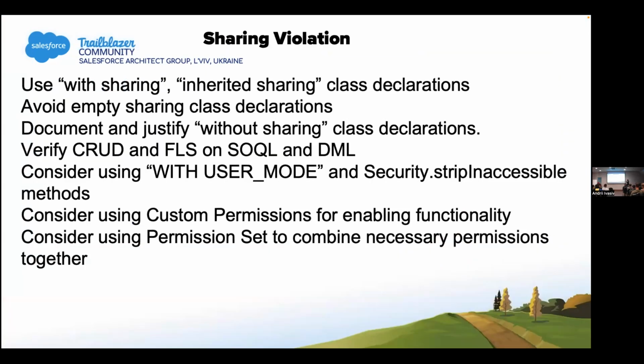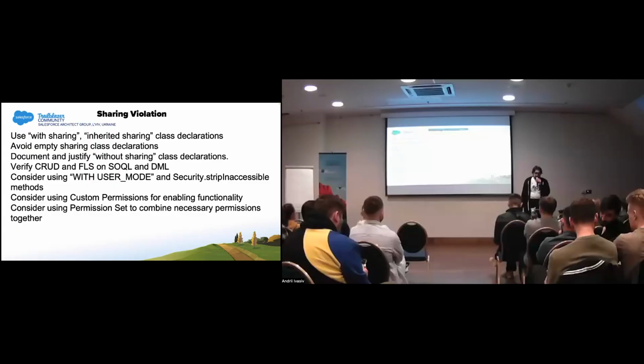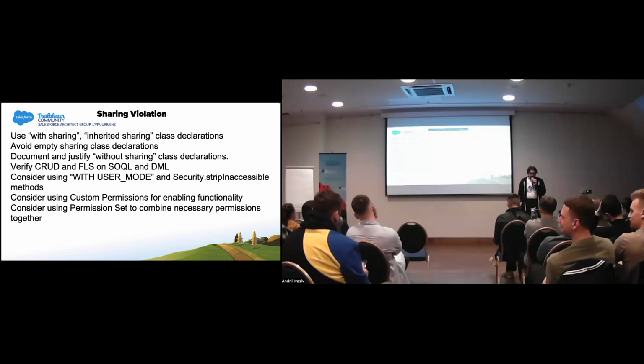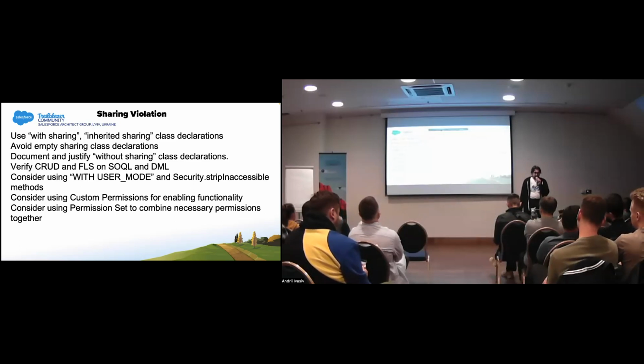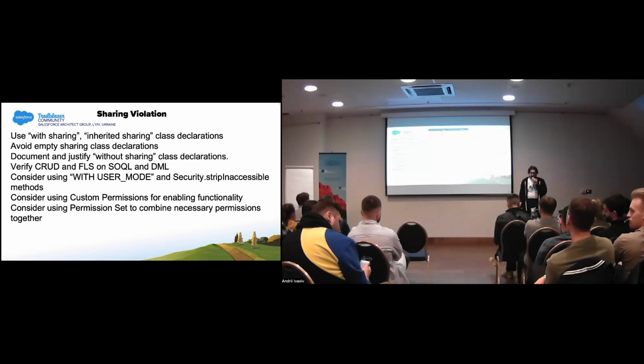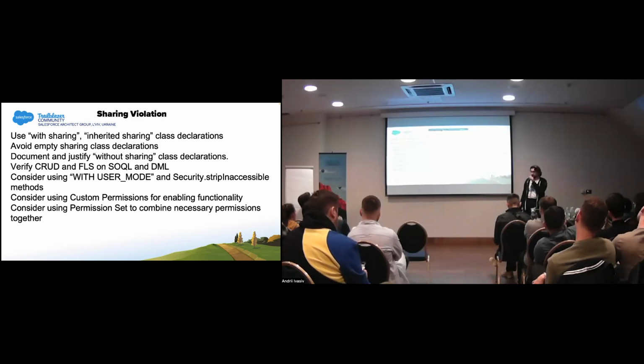So again, if you talk about sharing violations, classes can use either with sharing or inherited sharing. So it's clear we should always avoid empty sharing class declarations. And if you have any without sharing, you need to document and justify them. Also, we need to verify CRUD and FLS permissions on SOQL and DML. And we can consider using user mode or using the methods security enforced and stripInaccessible. We also might want to consider using some custom permissions to enable functionality. And we can consider using permission sets to combine necessary permissions together, or even permission set groups.